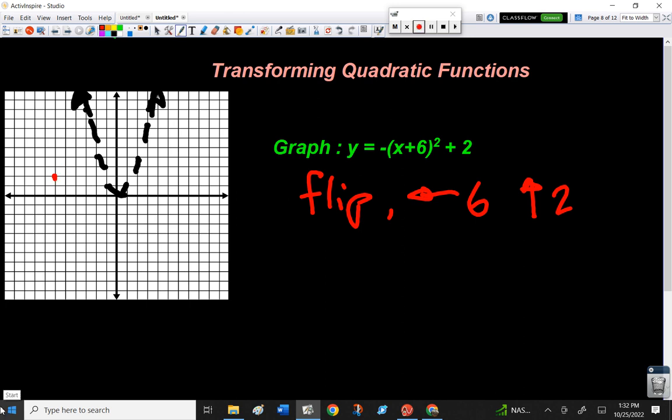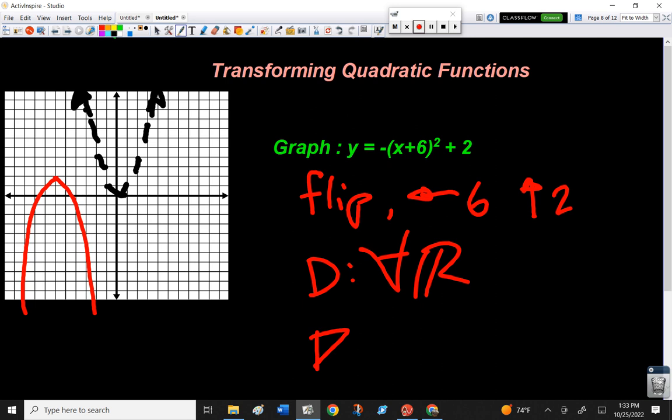Since it's flipped, it's not going to open upward, it's going to open downward. So there's our vertex right there. Let me erase that little piece because it looks funky. All right. Let's write the domain, all real numbers. And the range is going to be y is less than or equal to 2, because the highest it goes is 2.